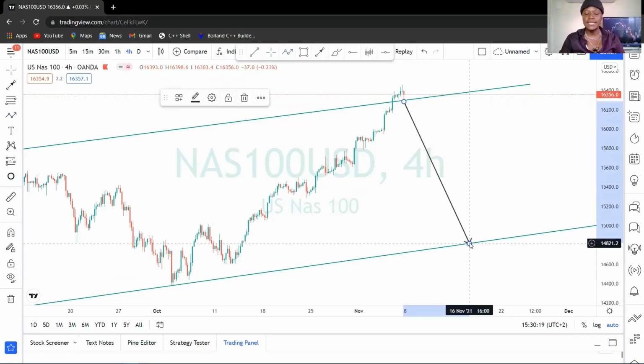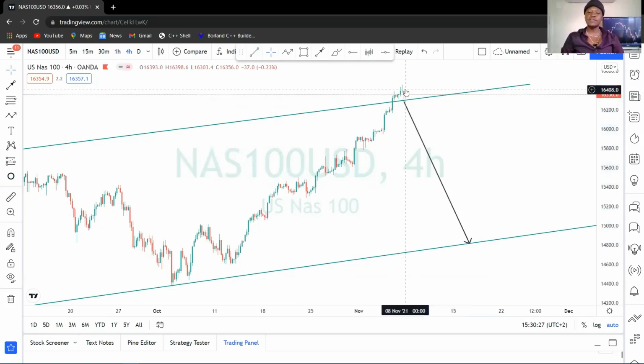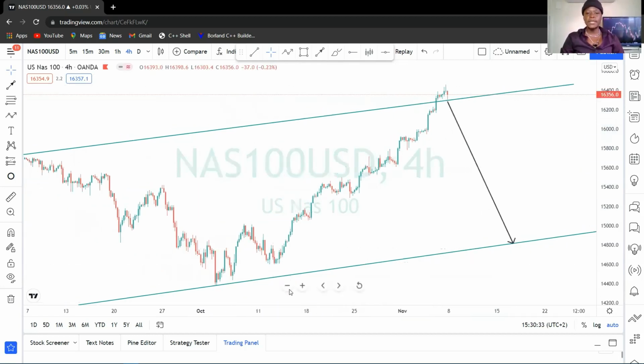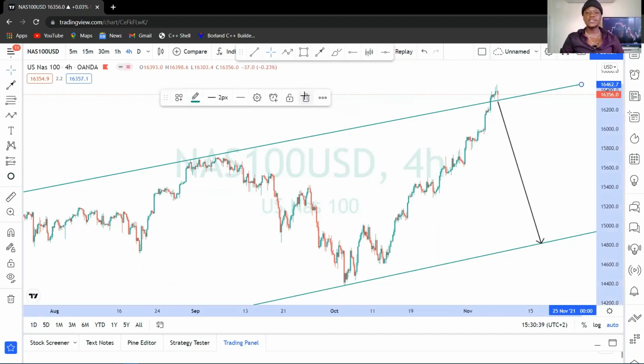As soon as it touches our resistance trend line, that's where I'm gonna invest long term, and then I'm gonna take my profit on my current high, because if it rejects here or closes inside, this is gonna be our current high. So let's zoom out, erase this, and start analyzing.